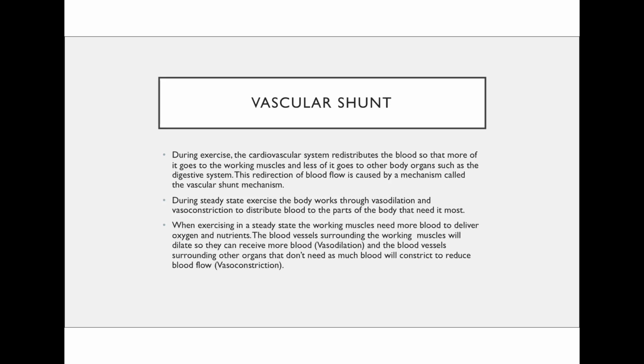During steady-state exercise, the body works through vasodilation and vasoconstriction to distribute blood to the parts of the body that need it the most. When exercising in a steady state, the working muscles need more blood to deliver oxygen and nutrients. The blood vessels surrounding the working muscles will dilate so they can receive more blood, vasodilation. And the blood vessels surrounding other organs that don't need as much blood will constrict to reduce blood flow, vasoconstriction.